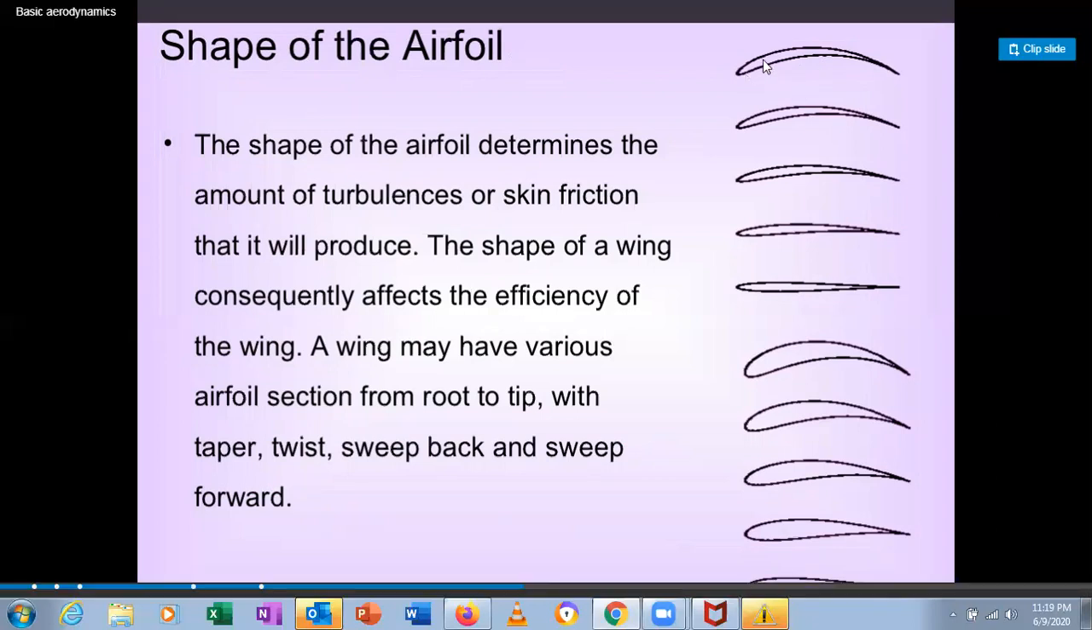We can see the shape of this. They are called thin airfoils, and we have thick airfoils. Correct? We have different types of airfoil selections, and according to that we use them. Thin airfoils are mainly used for supersonic aircraft.